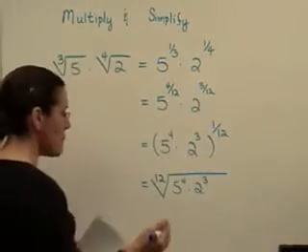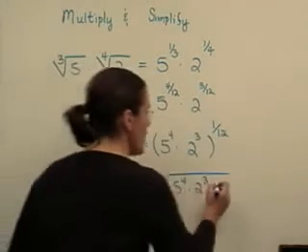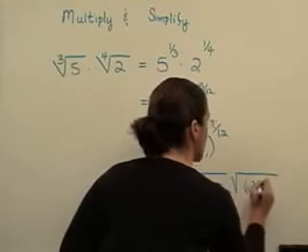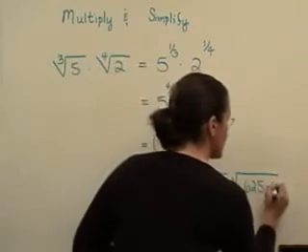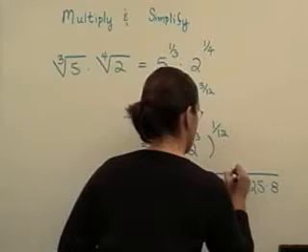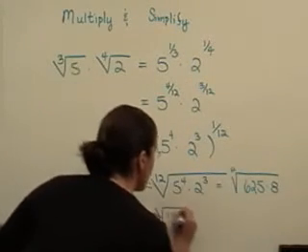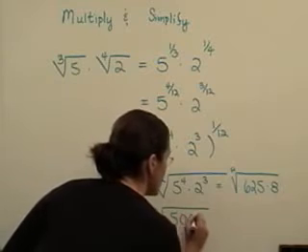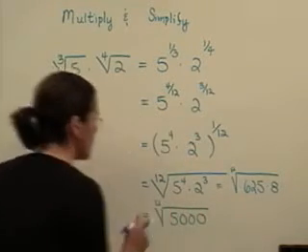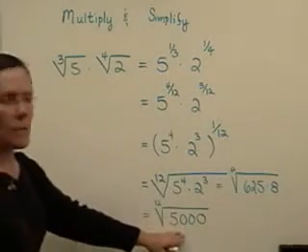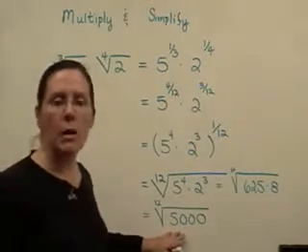I could leave it at that. It happens that 5 to the 4th is 625. And 2 to the 3rd is 8. And that is equal to 5,000. And I have to use my calculator or I'd scratch it out, is what I do. But we have multiplied and ultimately simplified this expression.